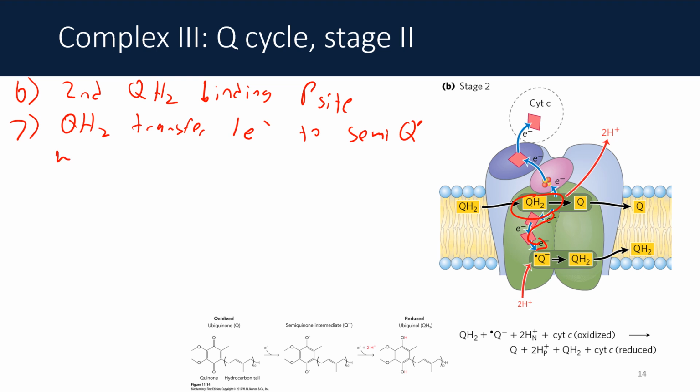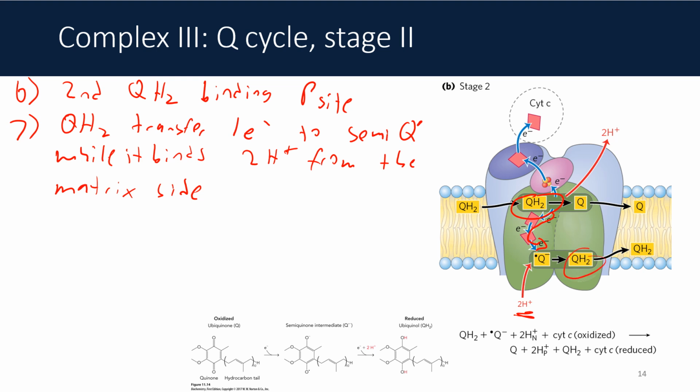While the semiquinone finds two protons from the matrix side, we see that over here. That second electron comes in and merges with two H pluses, yielding QH2.